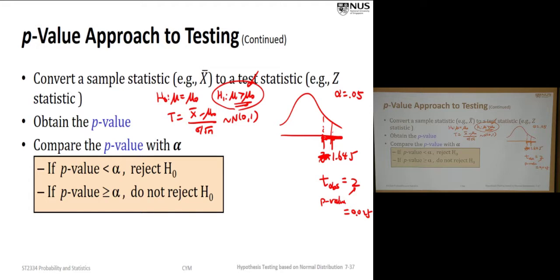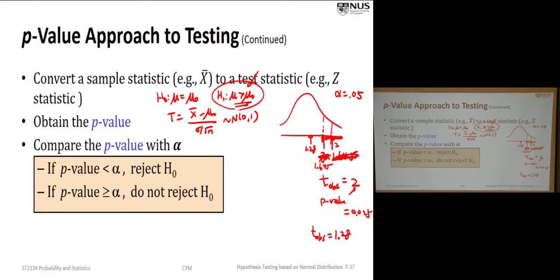Now, what happens if my observed value is 1.28, for example? According to the critical value approach, this is 1.645, this is 2, and 1.28 is somewhere here. It does not fall in the rejection region. So my decision is I do not reject, because this value is not too extreme.